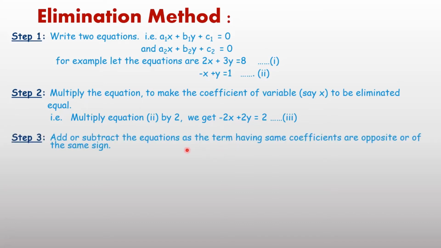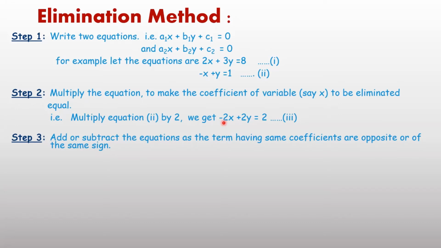Then third step, add or subtract the equations, as the terms having coefficients are of opposite or same sign. It implies if signs are opposite, then you have to add, and if same sign, then subtract. In this case, minus 2x and plus 2x, sign opposite. If opposite sign, then add. Same sign, subtract.